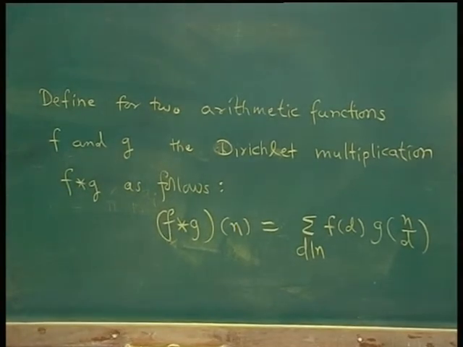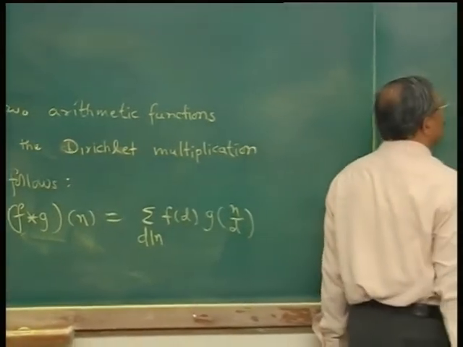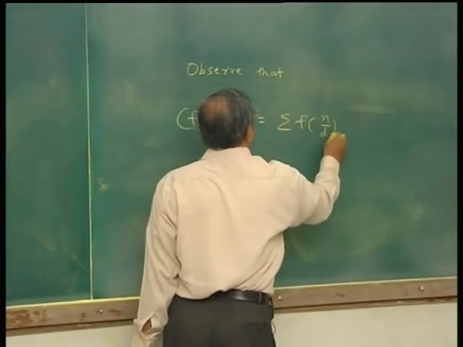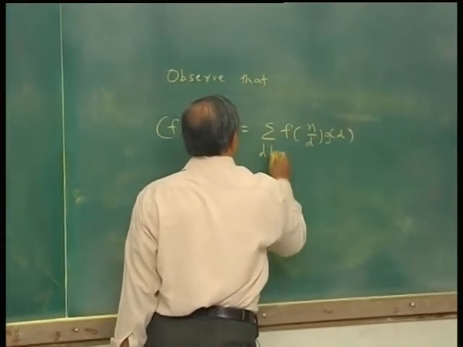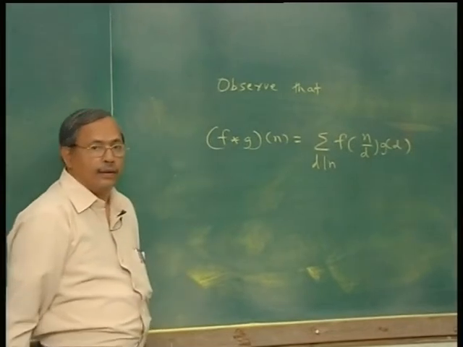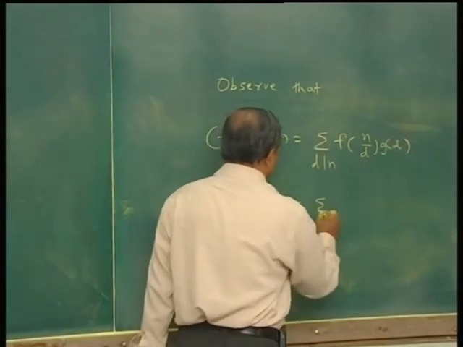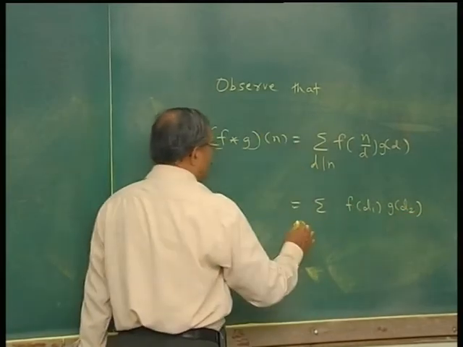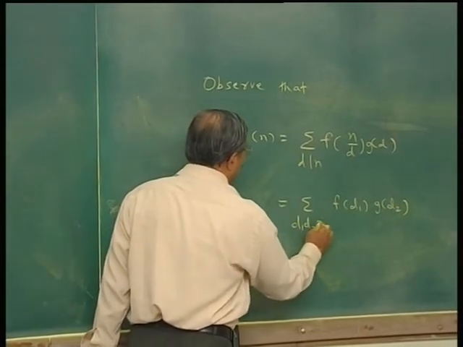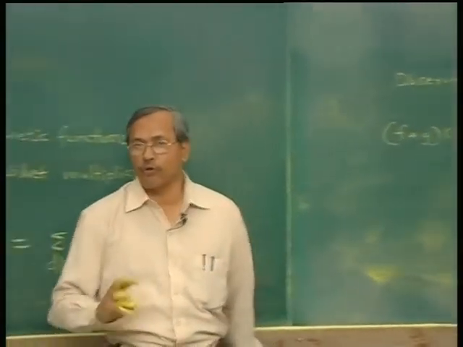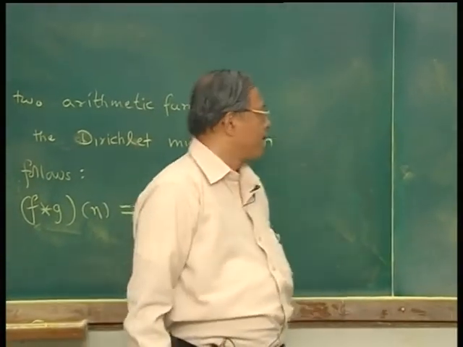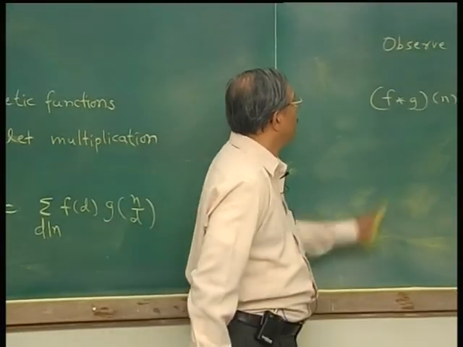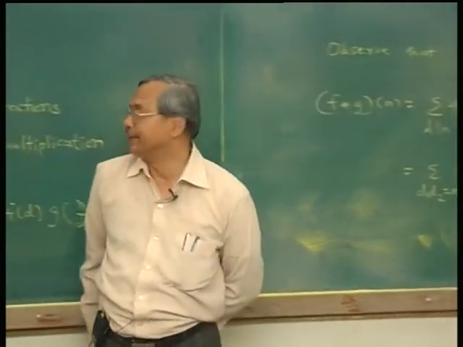F star g of n is equal to summation f of n by d g of d, d divides n. Or you can also write it as summation f of d1 g of d2, where d1 d2 is equal to n. Product of d1 and d2 is n. So this is a way of getting a new arithmetic function from two arithmetic functions f and g.